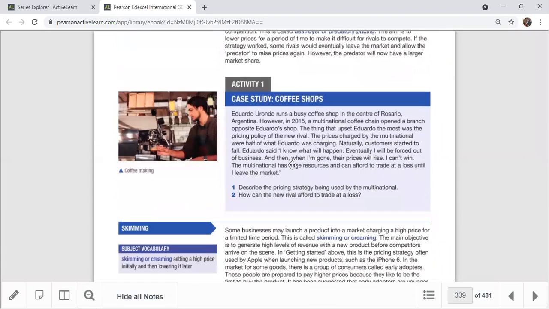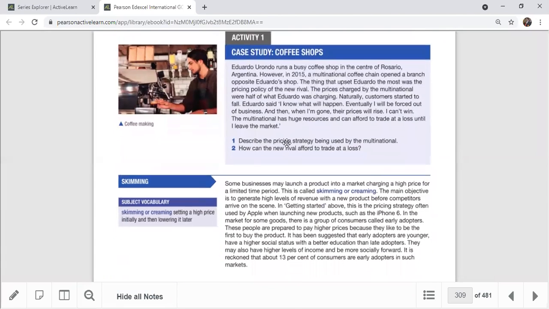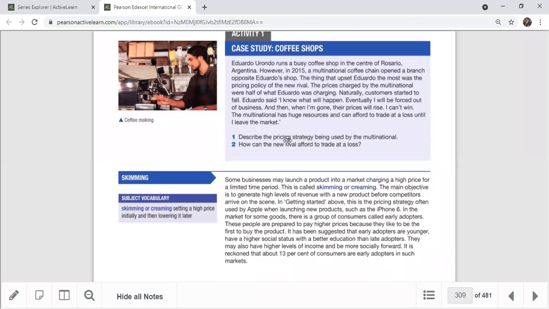Today I'm going to start with activity number one. You can see the case study on coffee shops. Edaro runs busy coffee shops in central Rosario, Argentina. However, in 2015, a multinational coffee chain opened a branch opposite the Edaro shops. The first one I can remember is Starbucks, and there are also other coffee shops like Coffee Bean and Barista. So one of the multinational companies has set up opposite Edaro's coffee shop. That's how they normally do it.